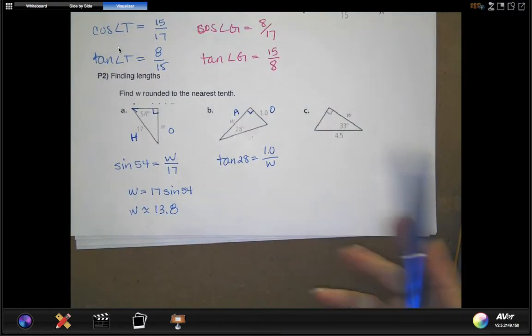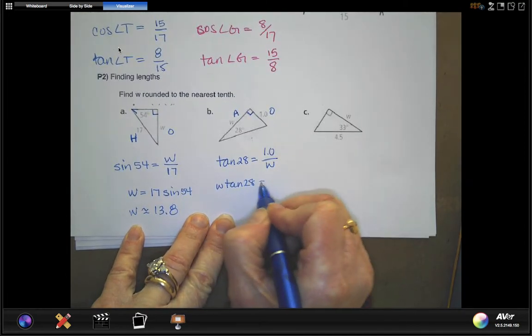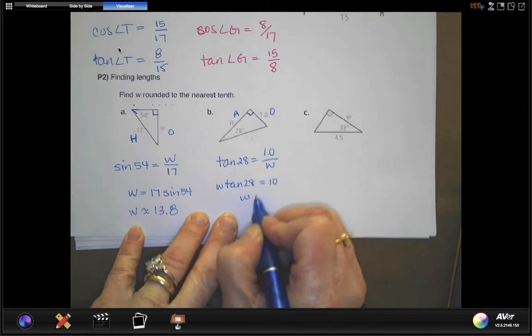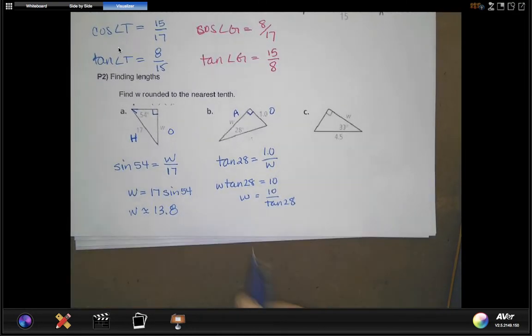The W is in the denominator. I'm going to do a little trick here. I'm going to multiply both sides by W. Then I'm going to divide by the tangent of 28. All right, so if you're really good at your algebra, then you don't really need to take that extra step, but I wanted to show you what I'm doing here.